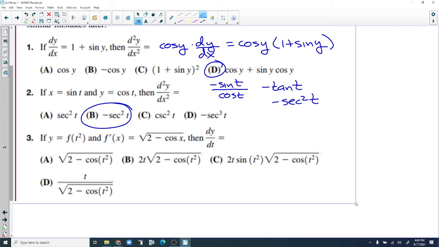On number 3, if y equals f of t squared, the inside function is t squared. So that means if the derivative of f is this with just x, then we've really multiplied by 1. So if we're doing the derivative of this with t squared on the inside, then it's going to be 2t times the square root of 2 minus cosine of t squared, because then we would take the derivative of the inside, which would be 2t. So the answer here is letter B.